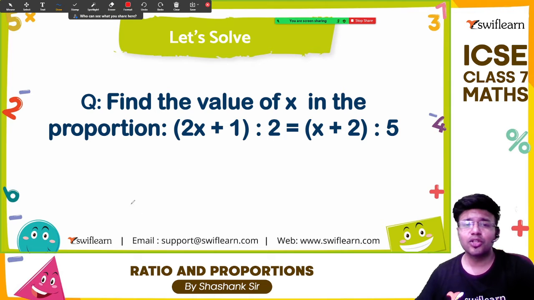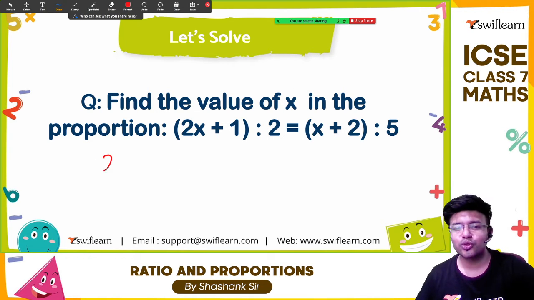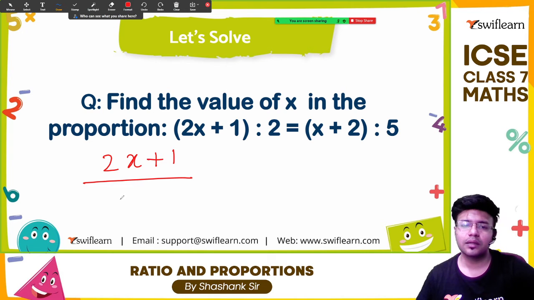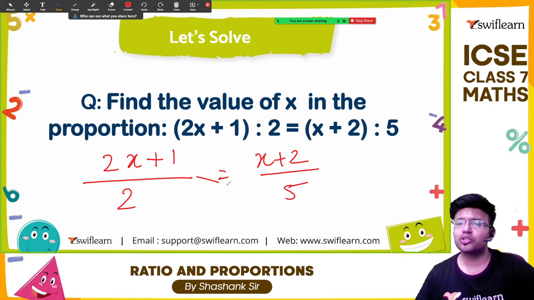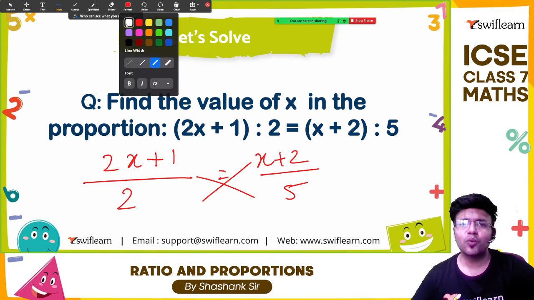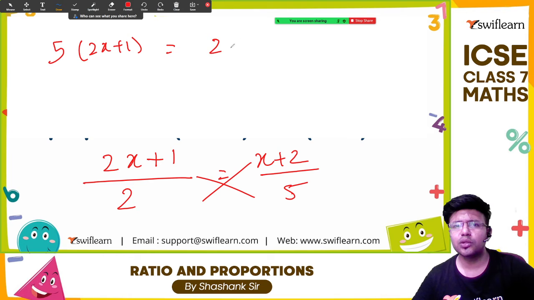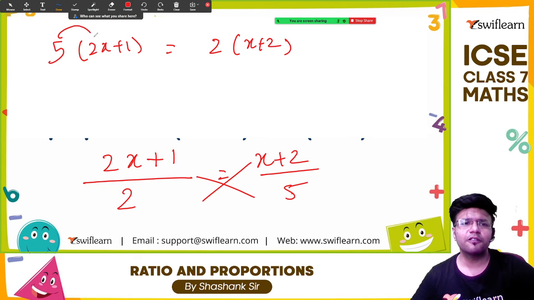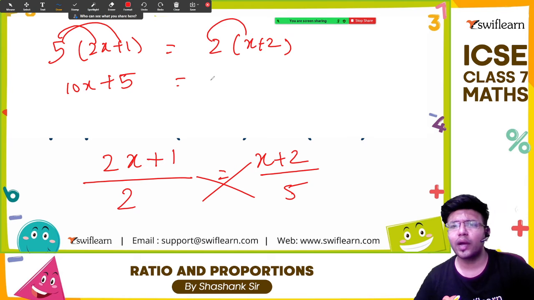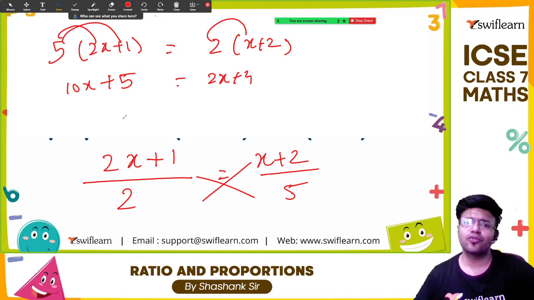Okay, it's like solving linear equations and also solving problems on proportions. (2x plus 1) by 2 is equal to (x plus 2) by 5. Cross multiply this. What do you get? You get 5 times (2x plus 1) is equal to 2 times (x plus 2). 5 twos are 10x plus 5 is equal to 2x plus 4.